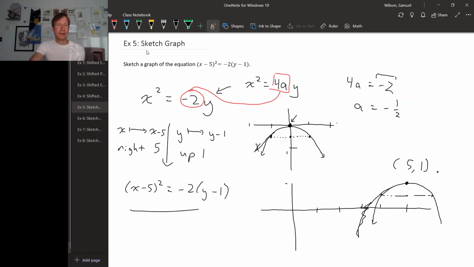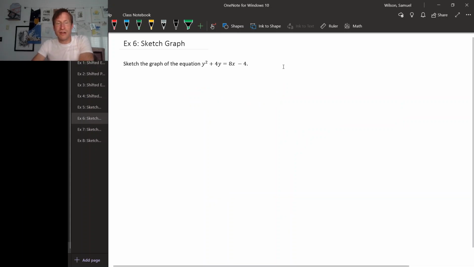All right, let's try another one. Let's sketch the graph of this equation. y² + 4y = 8x − 4. So because there's a y² but no x², it seems like this is probably a parabola. And since it's the y that's squared, if it is a parabola, we should start with this unshifted equation, y² = 4ax.